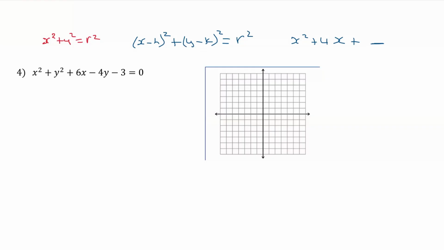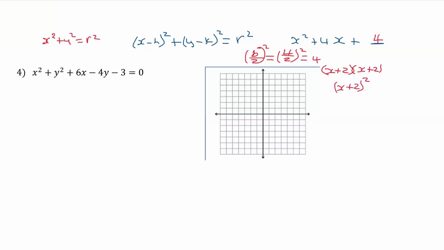So let's do that again. Take the b term, divide it by 2, and square it. In our case, that would be 4 divided by 2 squared, which equals 4. So if we add 4 here, when we factor x squared plus 4x plus 4, that gives us two of the same thing. What do I mean? You get x plus 2 times x plus 2, which equals x plus 2 squared.